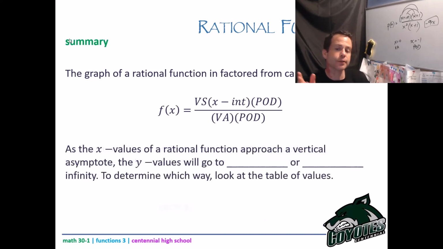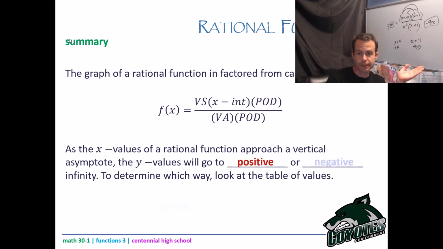As the x values of the rational function approach a vertical asymptote, the y values end up going to plus or minus infinity, positive or negative. To determine which way, you can look at your table of values. In calculus, this will be a whole other conversation where we look at limits as we approach a particular number.